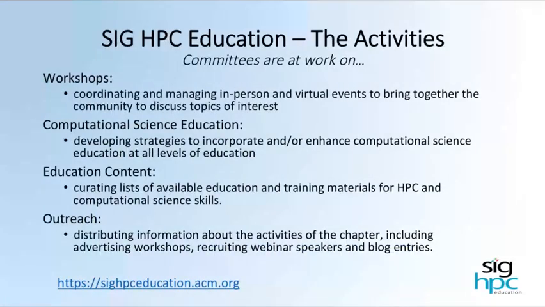It's one of the ACM special interest groups. At the moment, it consists of six different committees. That includes the workshop committee, which is tasked with organizing a variety of events, mostly in person, but also virtual. Until now, those events were happening mostly in the US and Europe, but we are hoping to expand into the Asia Pacific region as well. So if any of you would like to be involved, please do let me know.